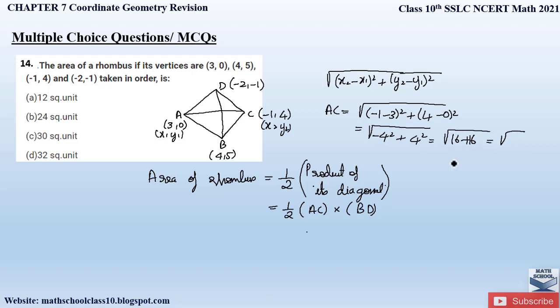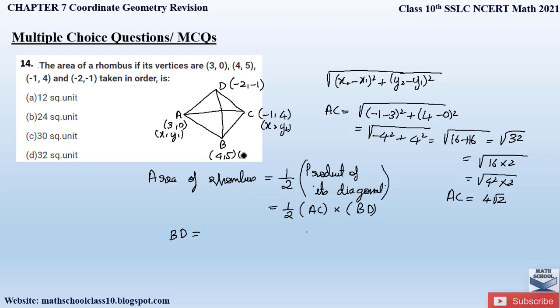So that will be square root of 32. But here 32 can be written as 16 into 2, where 16 is nothing but 4 square into 2. So since the squaring of number 4 is done, therefore AC will be equal to 4 root 2. Similarly, let us find out this diagonal BD by applying the distance formula.